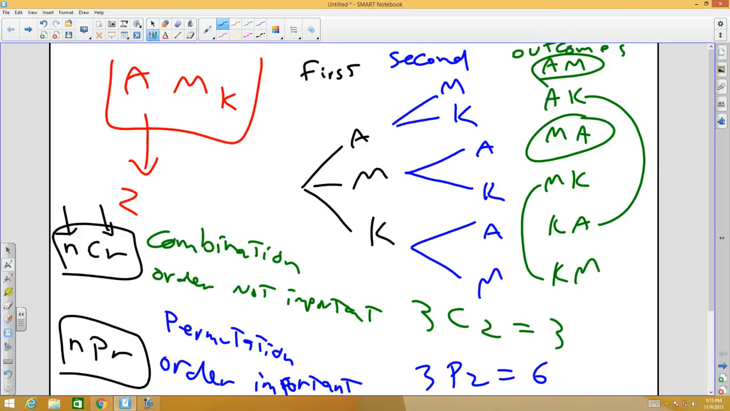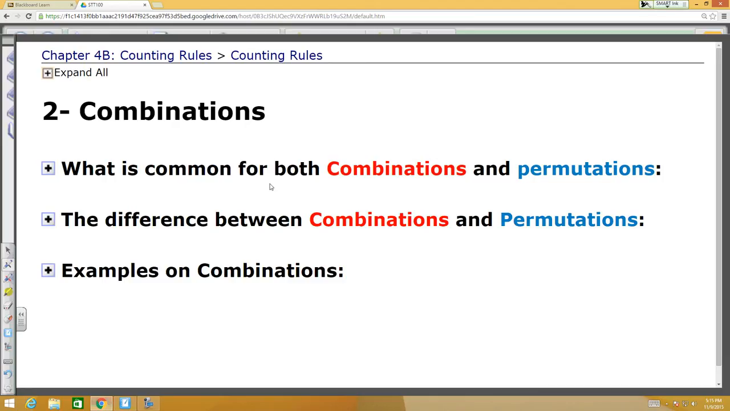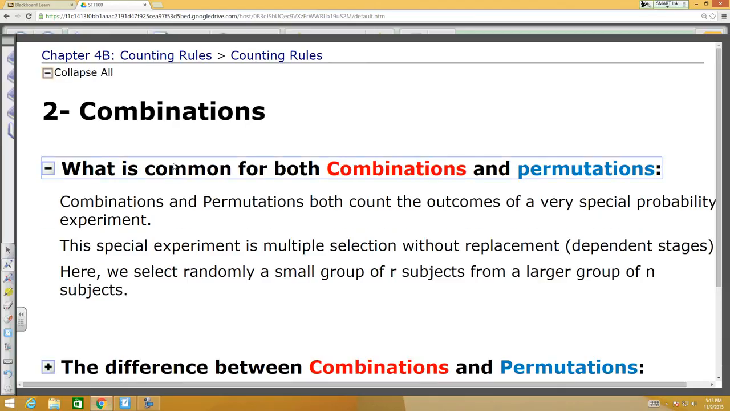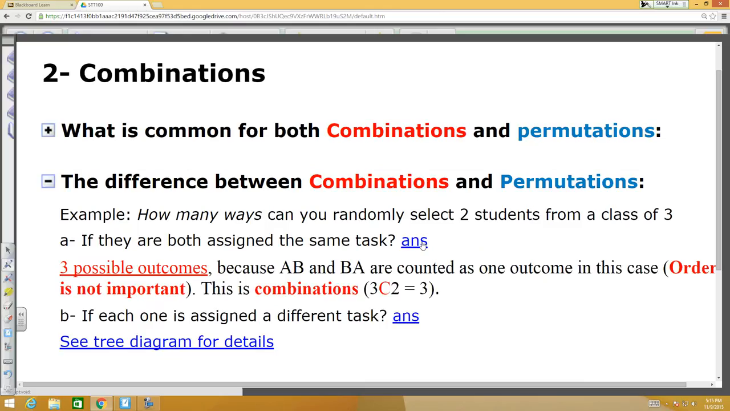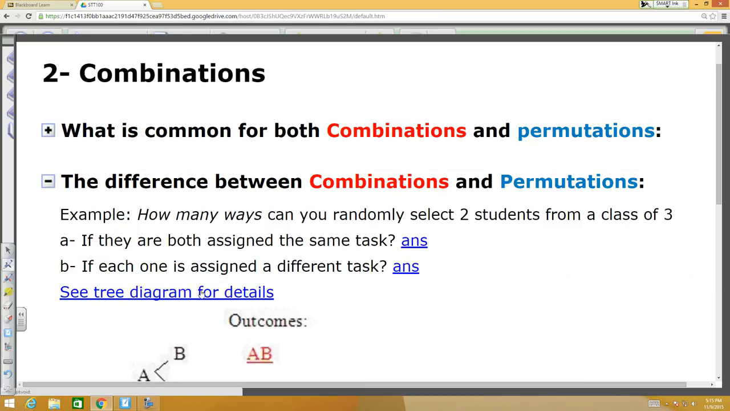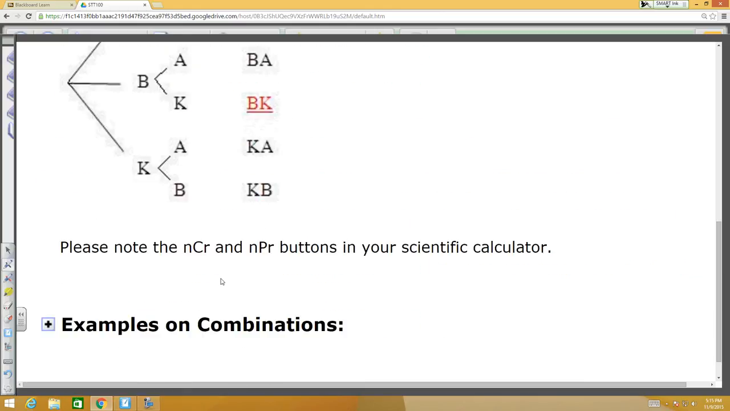So you always start with a large number. You cannot do 2C3, for example. It's not going to work. You can try that yourself. Okay, anyway, let's now look at questions. See, everything is here. I explained what's common, I explained the difference between them, and here is the answer for this question, and also the details of the tree diagram that I explained.